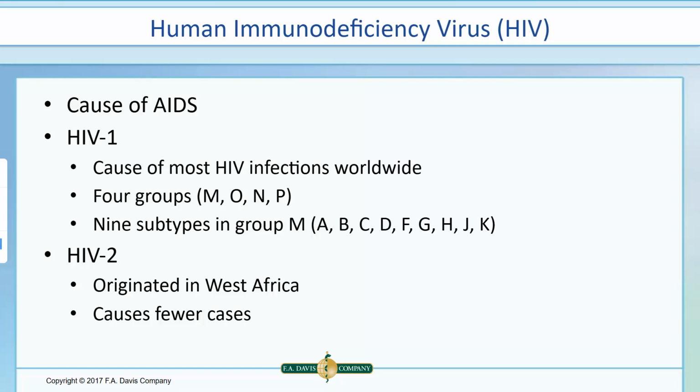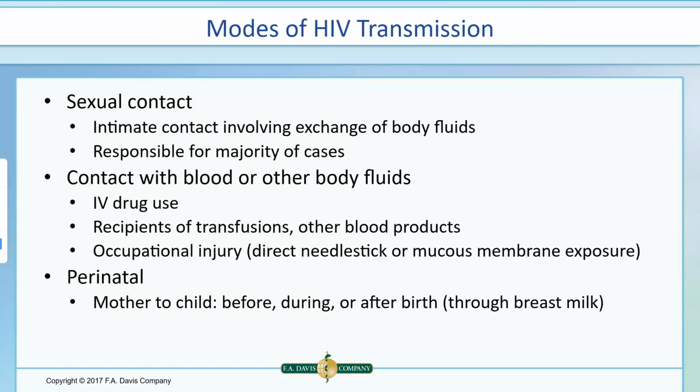Human immunodeficiency virus, or HIV, is the cause of AIDS. HIV-1 and HIV-2 are two types. HIV-1 is the cause of most HIV infections worldwide. HIV-2 originated in West Africa and causes fewer cases. Modes of transmission are sexual contact, contact with blood or body fluids, and perinatal.